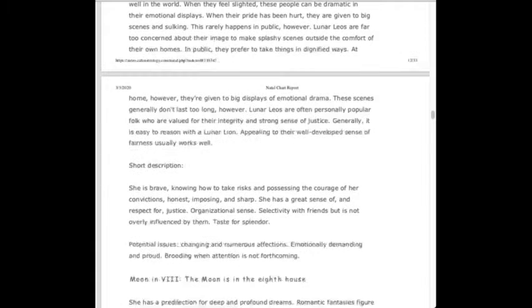The short description says she is brave, knowing how to take risks and possessing the courage of her convictions, honest, imposing, and sharp. She has a great sense of and respect for justice, organizational sense, selectivity with friends but not overly influenced by them, taste for splendor. Potential issues: changing and numerous affections, emotionally demanding and proud, brooding when attention is not forthcoming. The moon in the 8th house.